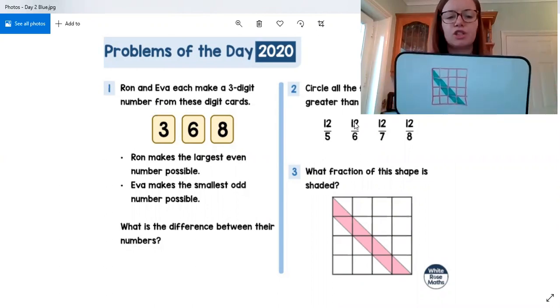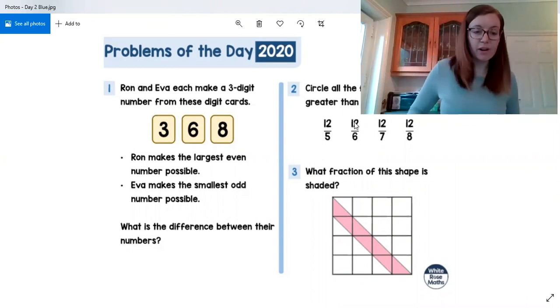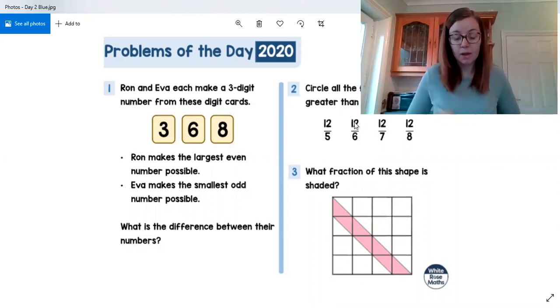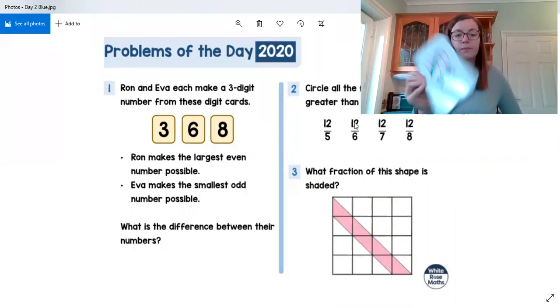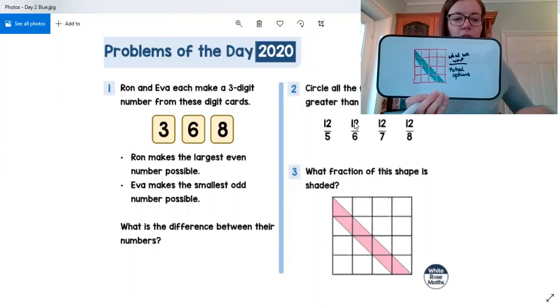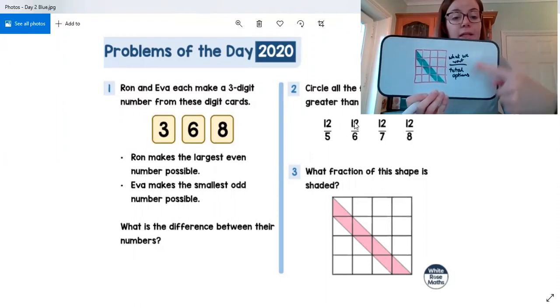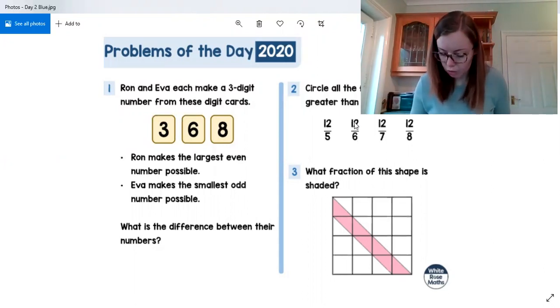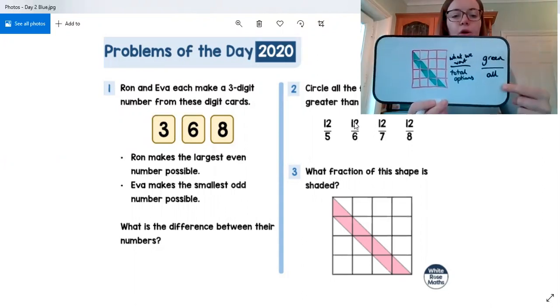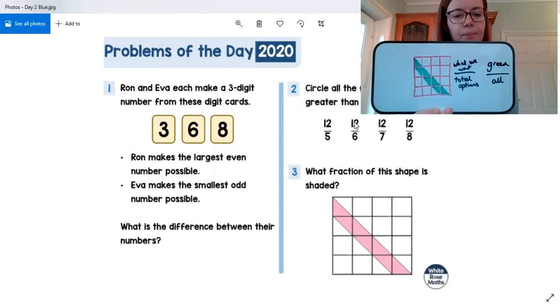And it asks us what fraction is shaded. Well, we know when we've done our fractions before, and actually from yesterday, that our denominator is the total options, and our numerator is what we want. Okay, so in this case, our numerator is going to be the coloured bits, our total options is all of the bits. Okay, so green over all. Green over all. Well, that sounds nice and easy, doesn't it?